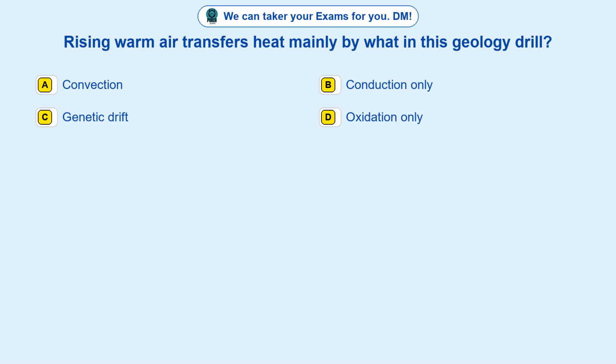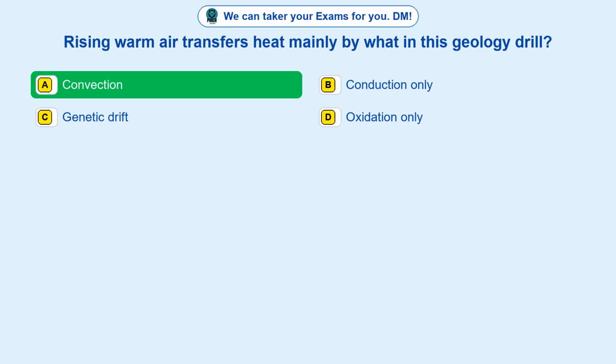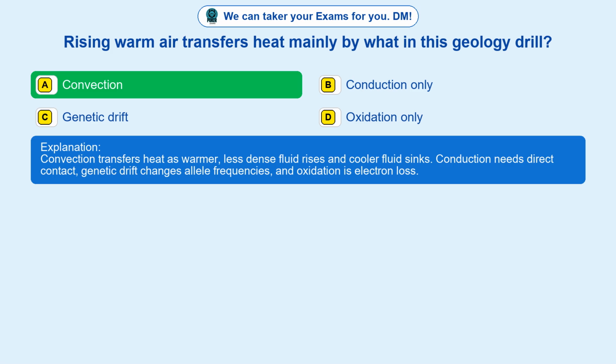Question 76. Rising warm air transfers heat mainly by what in this geology drill? Option A, convection. Option B, conduction only. Option C, genetic drift. Option D, oxidation only. The correct answer is option A. Convection. Convection transfers heat as warmer, less dense fluid rises and cooler fluid sinks. Conduction needs direct contact, genetic drift changes allele frequencies, and oxidation is electron loss.